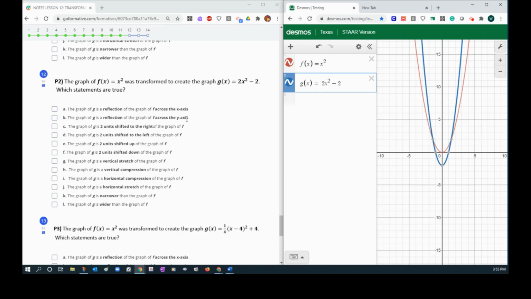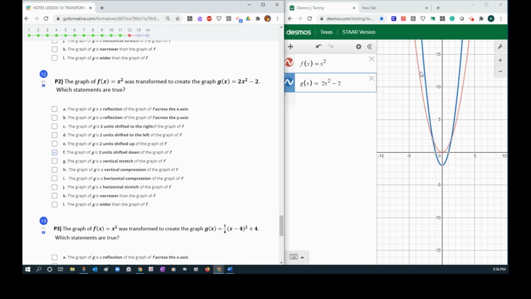Did we reflect across the y-axis? If you remember, if there's no negative sign in front of the x squared, that means there was no reflection. So that confirms my suspicion that there was no reflection. Now, shift up or down. If you notice right there, the vertex did shift down 2 units. So there was a shift down 2 units. The vertex didn't go right or left, so there was no shift left or right. So you can leave that blank. Now let's talk about stretch and compression.